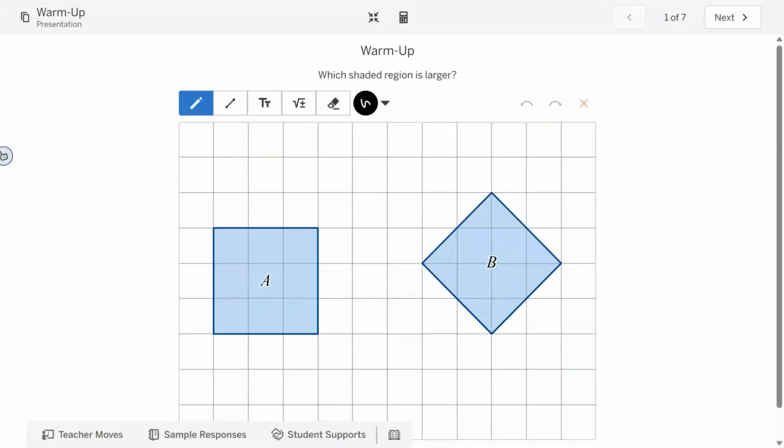Today we're going to be talking about how to find the area of a tilted square. First of all, let's remember how to find the area of a square. Area means we're going to do base times height.